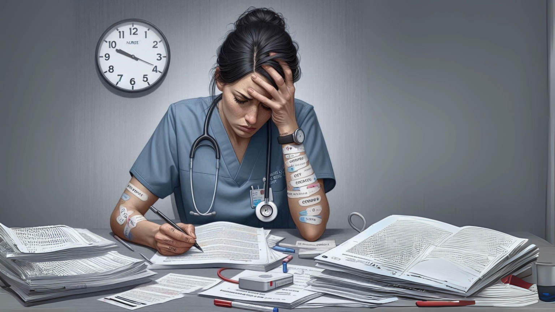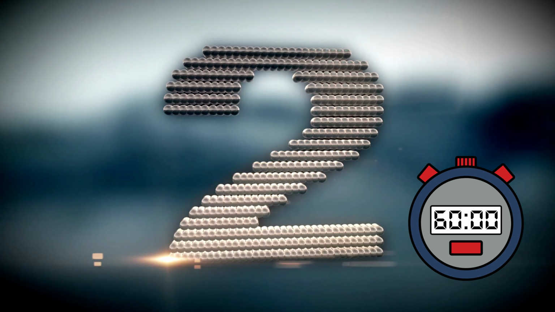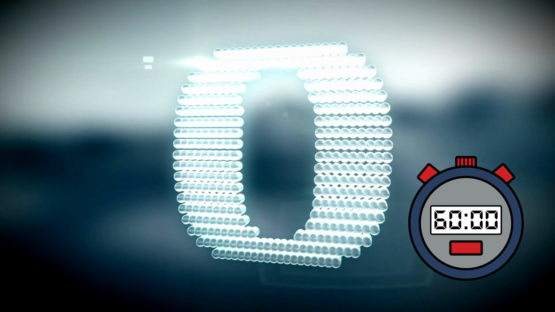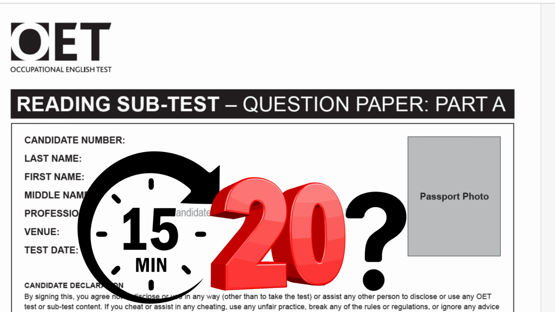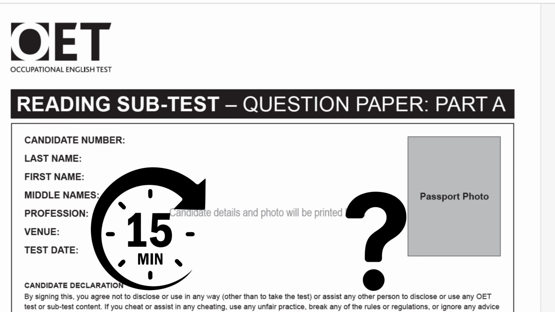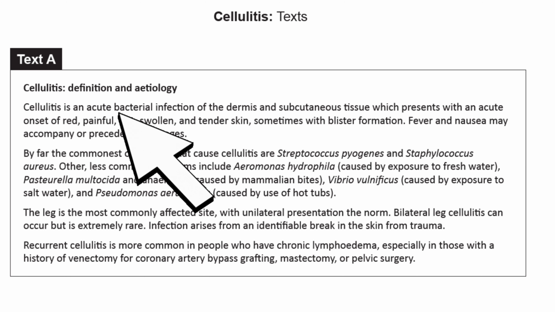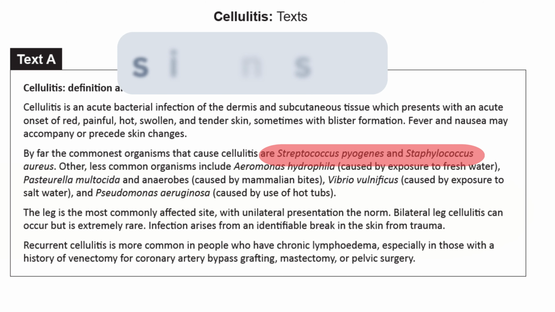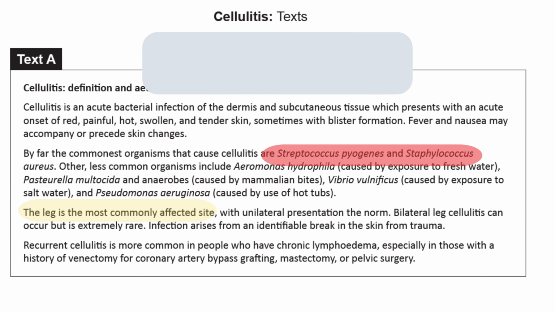First, you should understand why nurses struggle in OET reading. The most frequent reason for nurses' low score in the reading test, especially in Part A, is time pressure. Part A of the reading test gives just 15 minutes for 20 questions, which means you have less than a minute per question. If you try to read every word in the text booklet, it will definitely eat up time. Strategic skimming and scanning is very essential, but you may not be good with it.